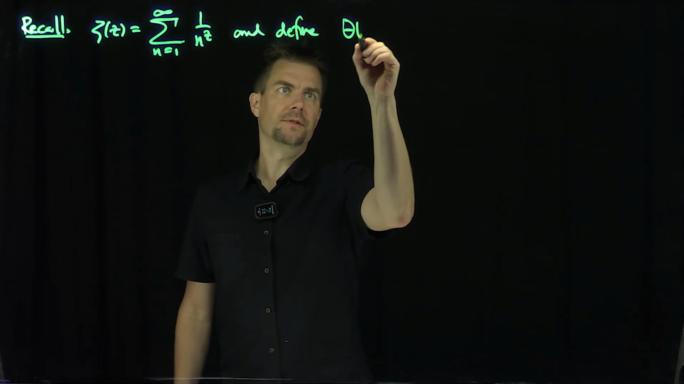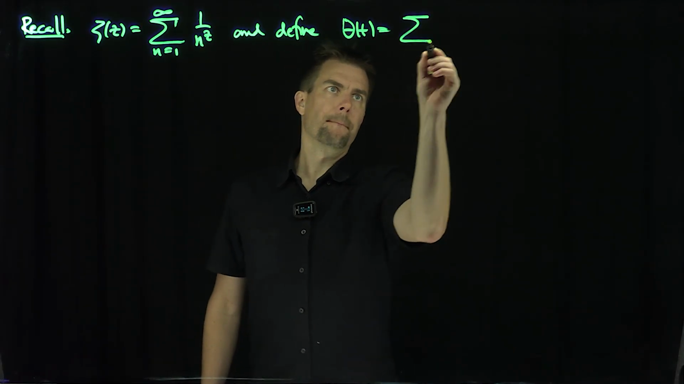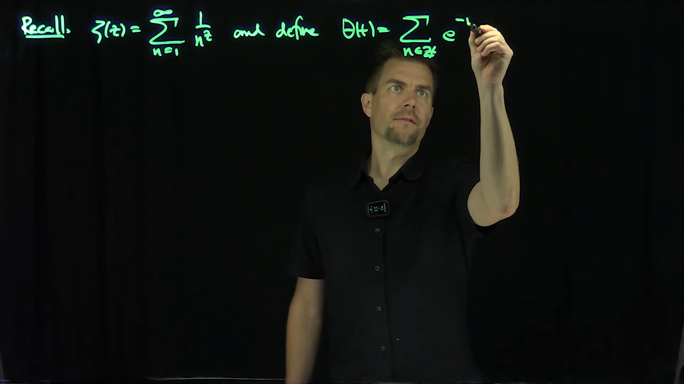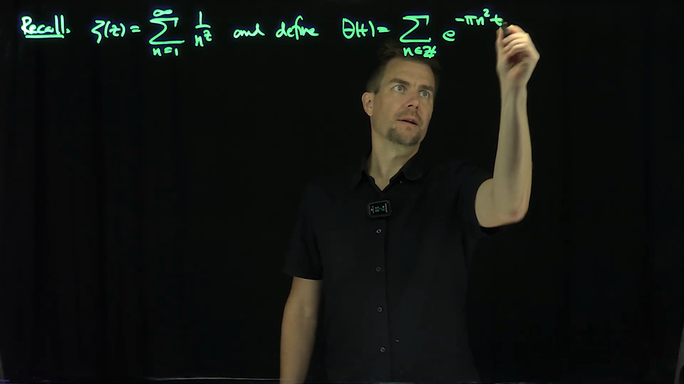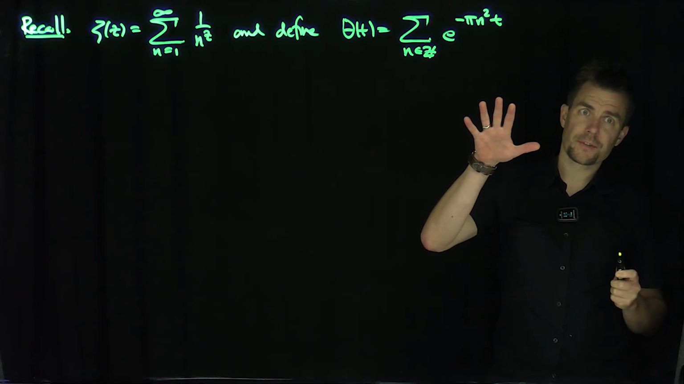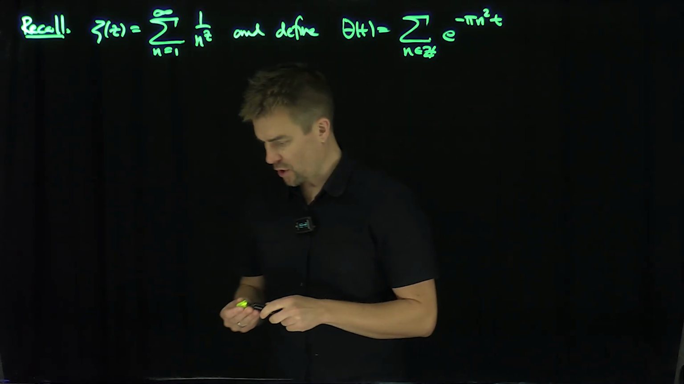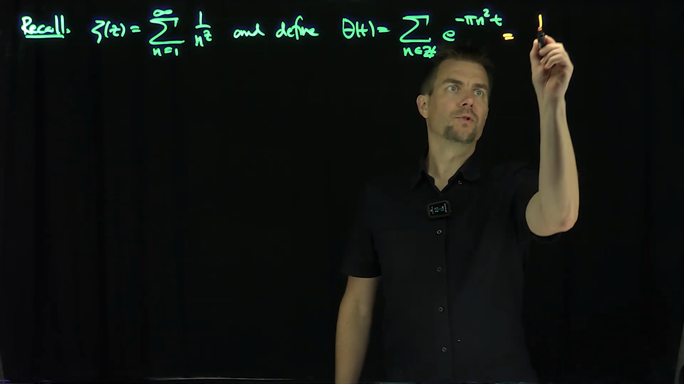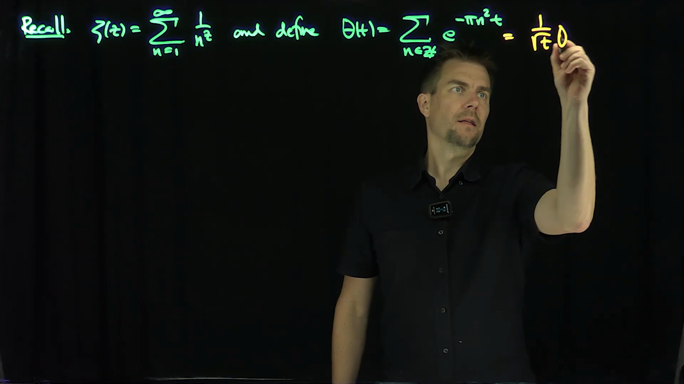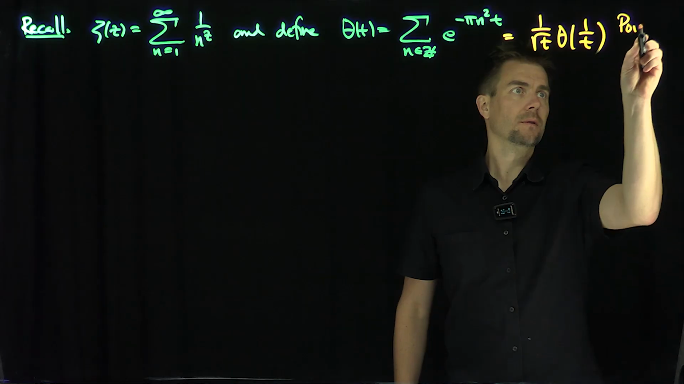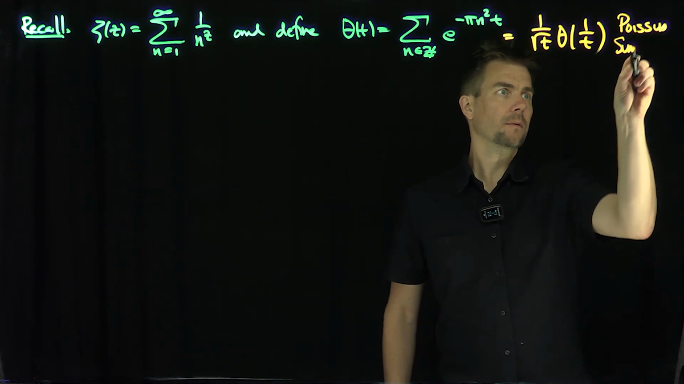a function theta of t, which is the sum, n in Z, of e to the negative pi n squared t, okay? We've seen that this is, in some sense, a version of the heat kernel. So we know by the Poisson summation formula that this is going to be equal to 1 over the square root of t, theta of 1 over t, and that follows from Poisson summation.